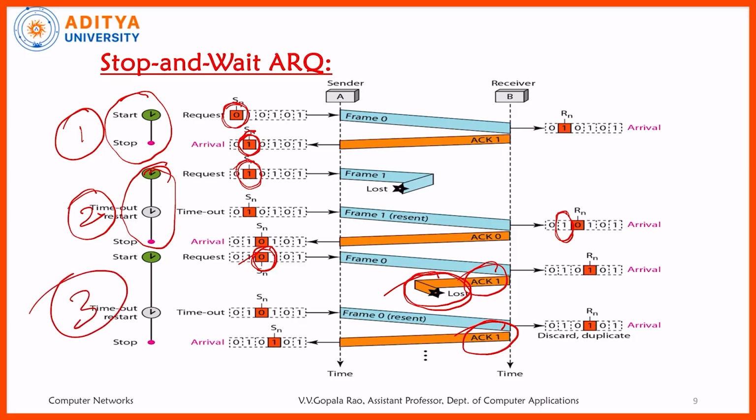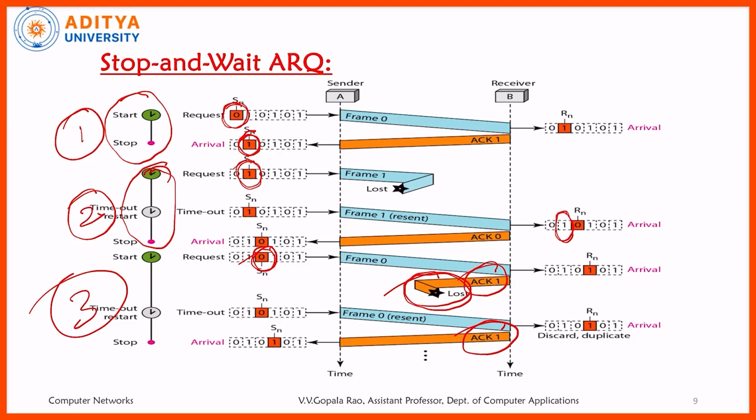How is this related to flow control and error control? One is how many frames are to be put in the channel, which is clear here. Suppose the frame is lost, that is an error. Suppose the acknowledgement is lost, that is also an error. Suppose the frame is duplicated, even that can be taken care of by this procedure. That is why this procedure is called stop and wait ARQ.